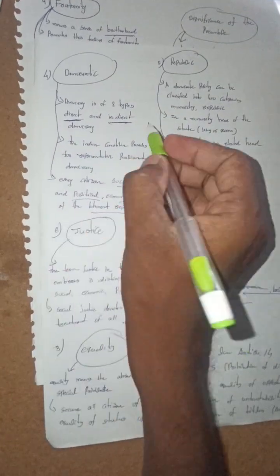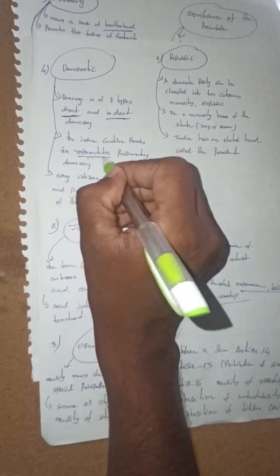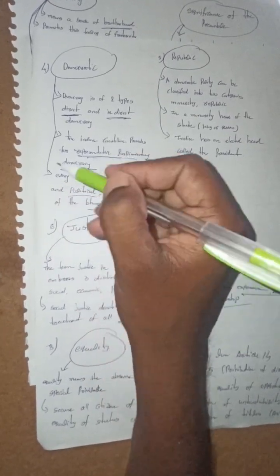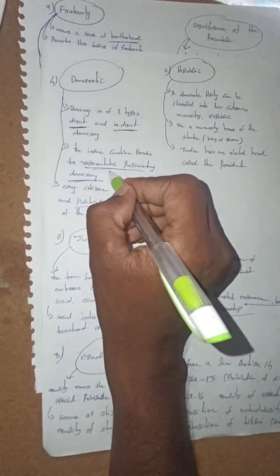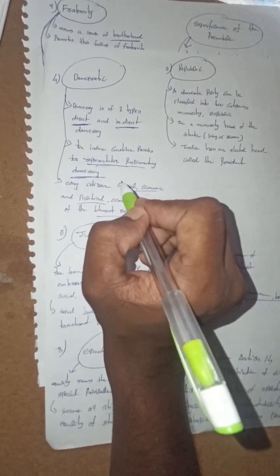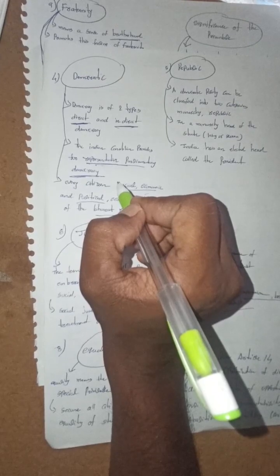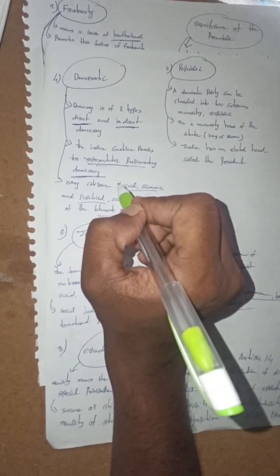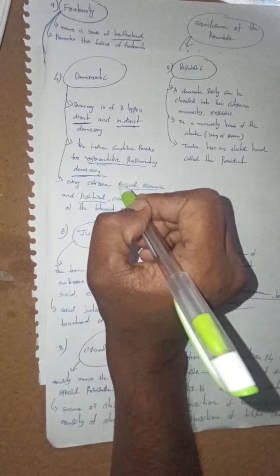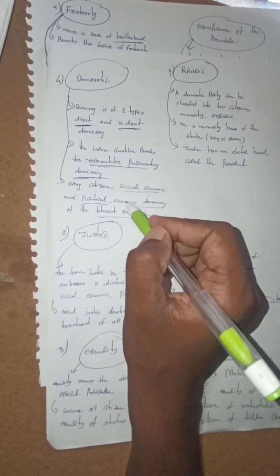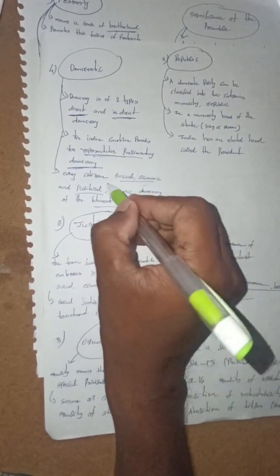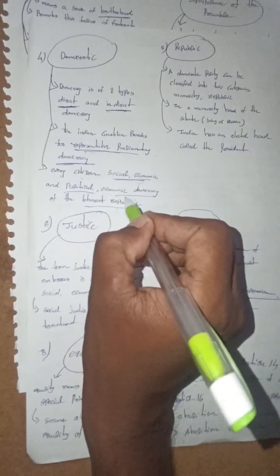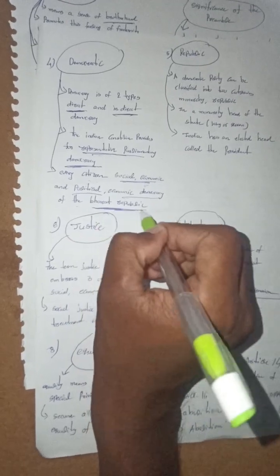The Indian Constitution provides for a representative parliamentary democracy. In indirect democracy, the representatives carry on the government and make laws. Every citizen has social, economic and political democracy.